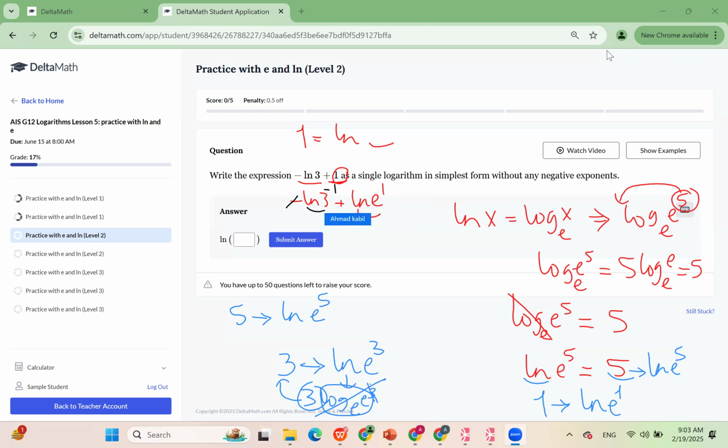And now I have ln plus ln. How do I resolve that? We know that if we have ln plus ln, we just multiply the terms inside. So we have ln of 3 power negative 1 multiplied by e power 1. Since they don't want any negative exponents, we can just take the 3 to the denominator, and we get ln of e power 1 over 3 power 1. And this is the same as ln of e over 3.